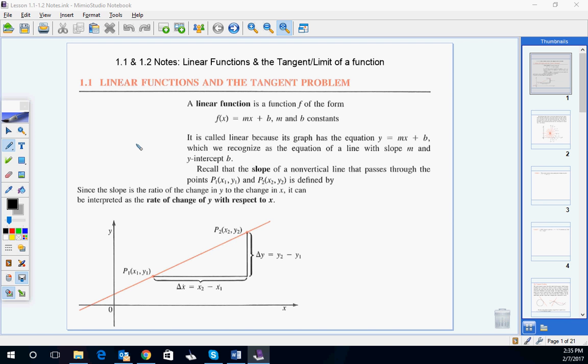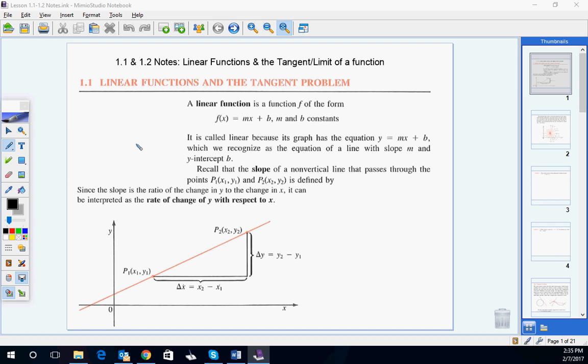Okay, so you guys know what a linear function is. We talked about that in review already. f of x is mx plus b. m and b are constants. m is your slope. b is your y-intercept. We're good with that. Okay, it's called linear because the graph of the equation, we recognize it has a y-intercept. It's a constant growth, so it's a linear model. It doesn't have any curvature or anything like that.